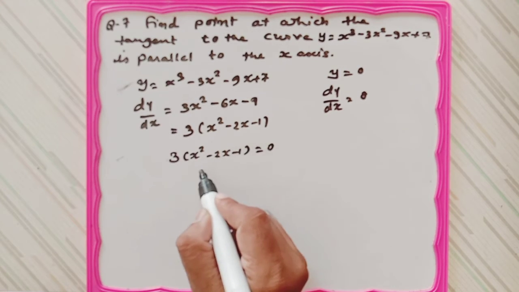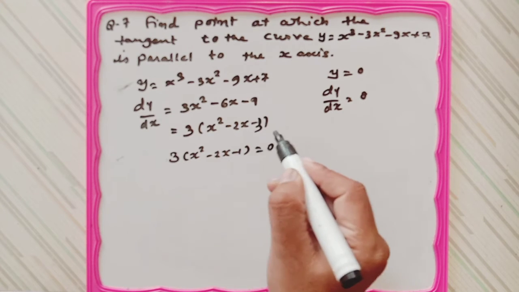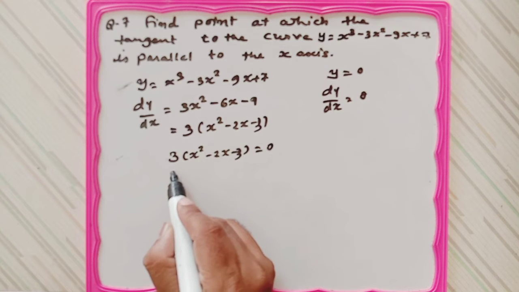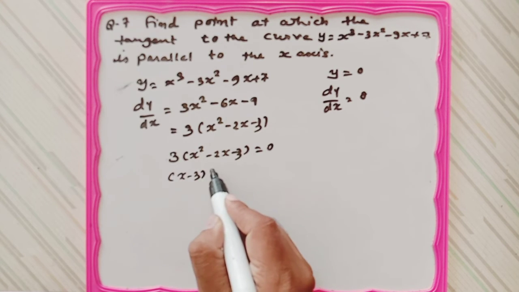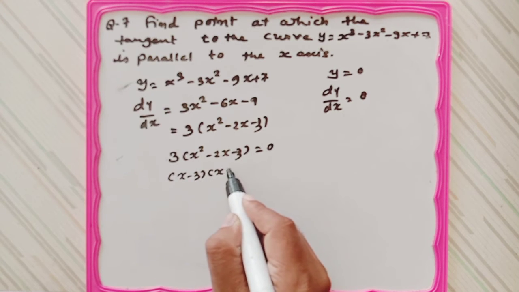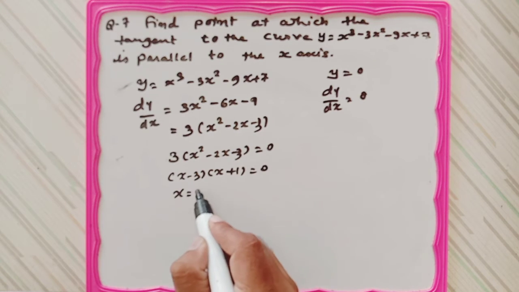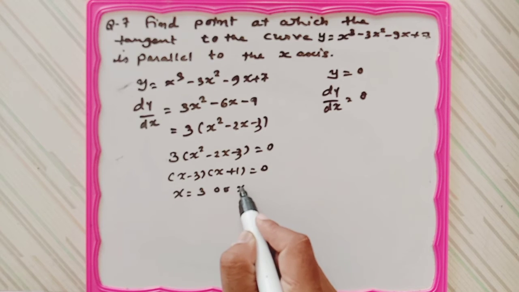Sorry, here 3 will come, and so it is x minus 3 into x plus 1 equals 0. So x equals 3 or x equals minus 1.